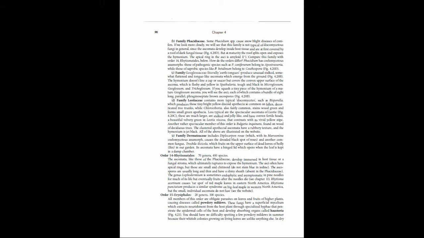Phacidium has Coelomycetous anamorphs, those of pathogenic species such as P. coniferarum belong to Apostrasseria, while those of saprobic species like P. bitulinum belong to Ceuthospora, Fig 4.20d.